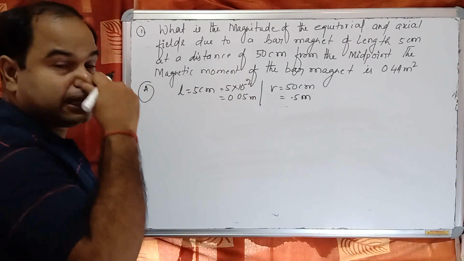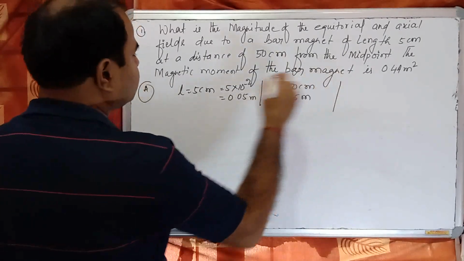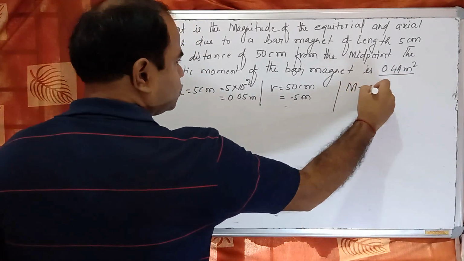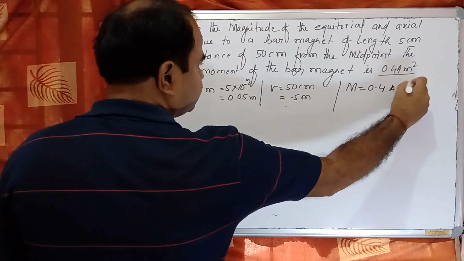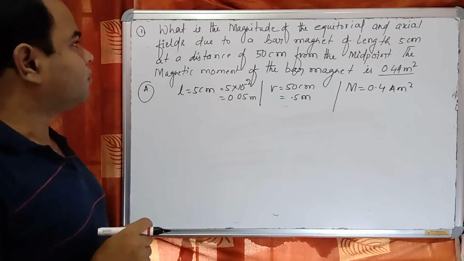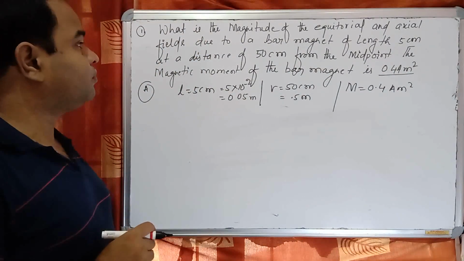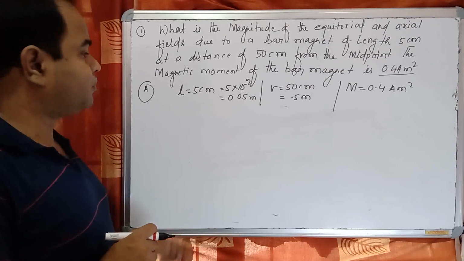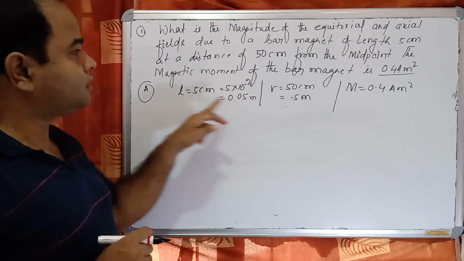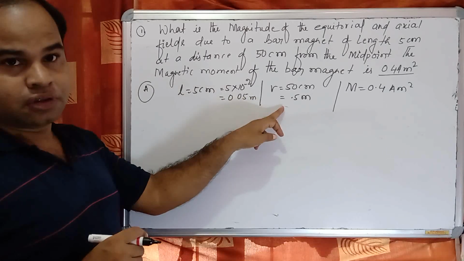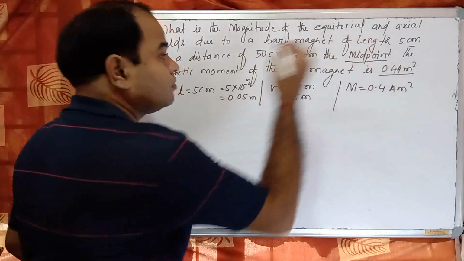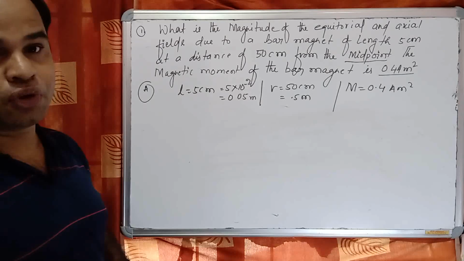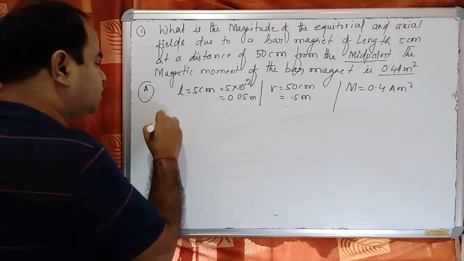And third is the magnetic moment given, that is M is equal to 0.4 ampere meter square. Again, the question: what is the magnitude of equatorial and axial field due to a bar magnet of length 5 cm at a distance 50 cm from the midpoint? 50 cm from the midpoint means R, and the magnetic moment of the bar magnet is 0.4. So what will be the axial formula?